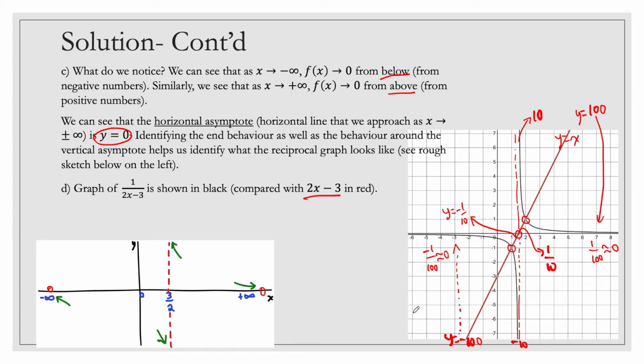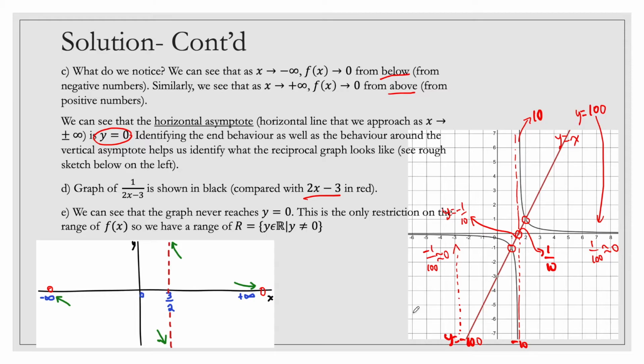And for the last part, it is asking us for the range. So we can look at the graph to identify what the range is. So we can see here that we can have any output for the function. The only output that we cannot have is y is equal to 0, which is the horizontal asymptote. So we state that the range is y ∈ ℝ such that y cannot equal 0.